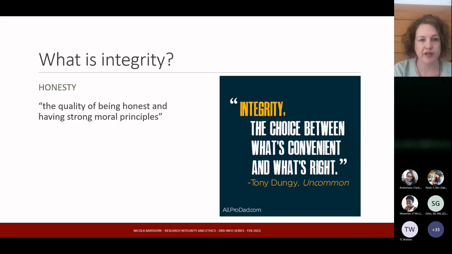So what is research integrity? And I always take it back to this slide looking at what is integrity, defined broadly as honesty or the quality of being honest and having strong moral principles. And integrity is often cited as the choice between doing what's convenient and what's right.